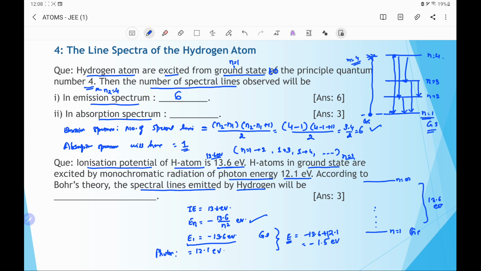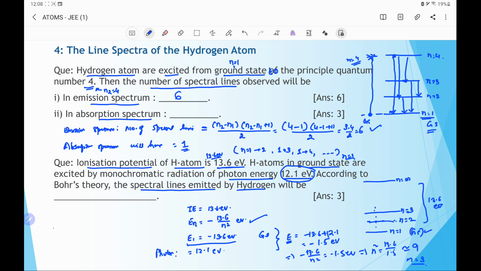As per the formula, energy of a particular orbit is minus 13.6 by n square. So we can write minus 13.6 by n square equal to minus 1.5 electron volt. This implies that n square equal to 13.6 by 1.5, and it is approximately equal to 9. So n equal to 3. Therefore, we can say on receiving the photon of 12.1 electron volt, this electron which was in ground state will reach a state of n equal to 3.